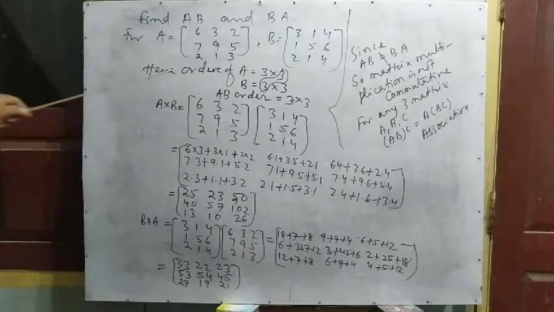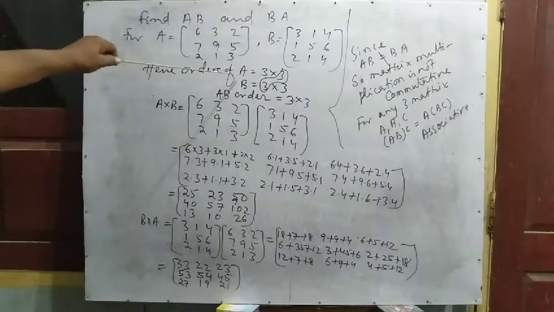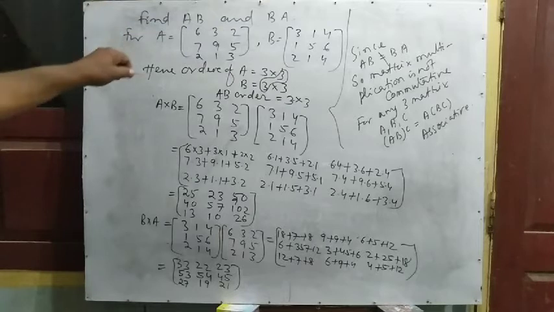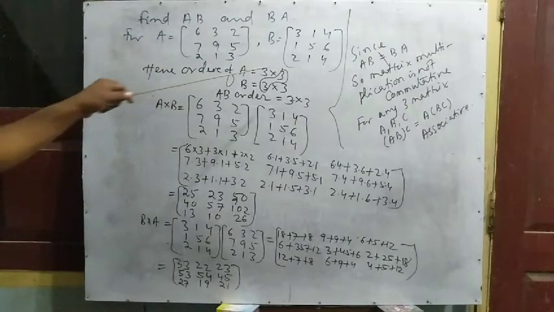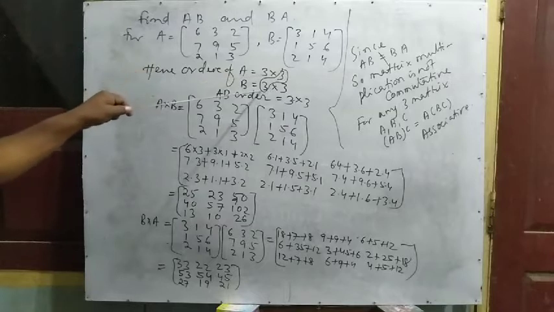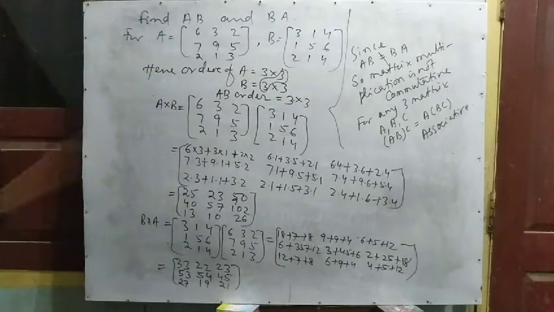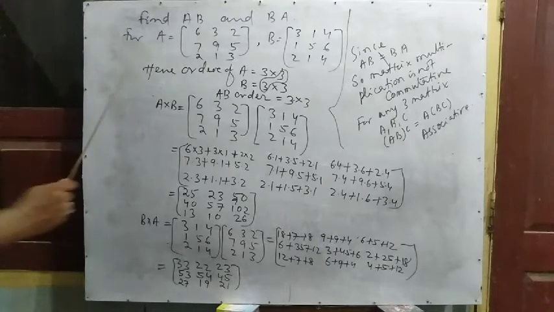The first matrix, what is the order of A? The order of A equals 3 by 3, 3 rows and 3 columns. The order of B equals 3 by 3, 3 rows and 3 columns. Here the number of columns equals the number of rows, you cancel these two, then you get a 3 by 3 order matrix after multiplication. So you will get AB here.